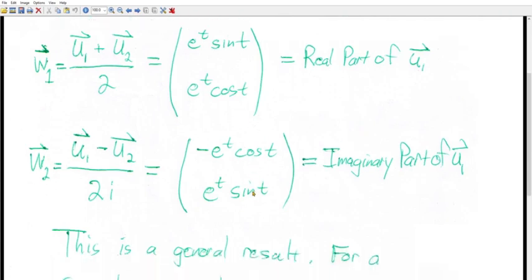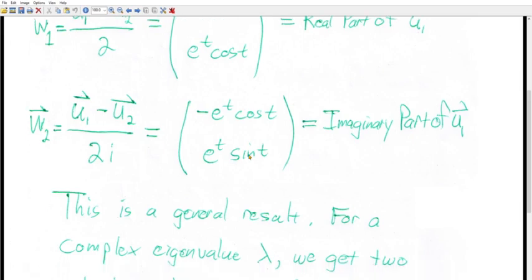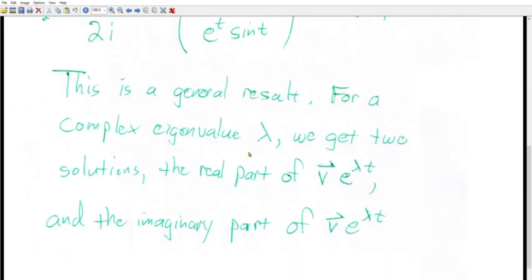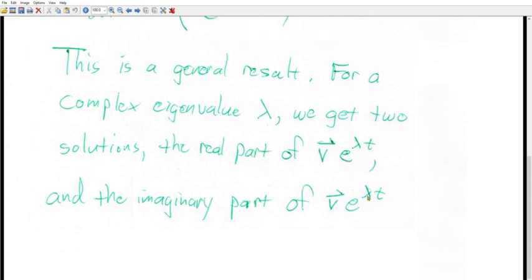So just looking at the eigenvalue lambda 1, we produce u1 and we produce 2 real solutions. This is a general result. For a complex eigenvalue lambda, we're going to get 2 solutions: the real part of the eigenvector times e to the eigenvalue t, and the imaginary part of the eigenvector times e to the eigenvalue t.